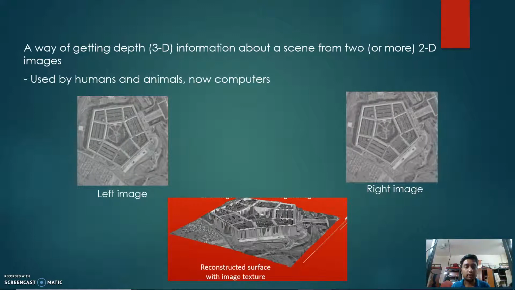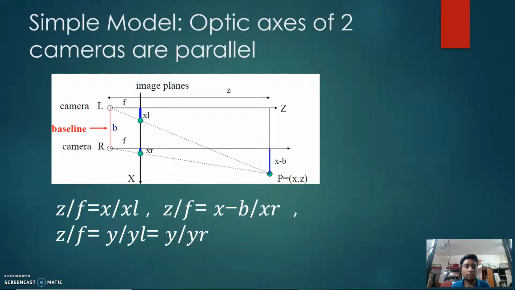So how do we do that? Here is an example where a computer has taken a left image and a right image of a picture, and if we combine them, we get a 3D image of the same picture from 2D format. So now let's discuss how we are doing this.